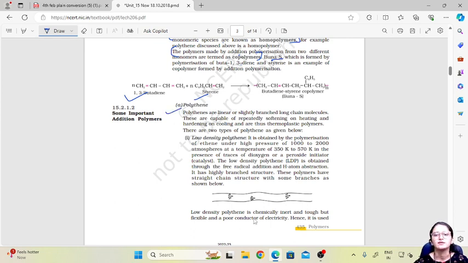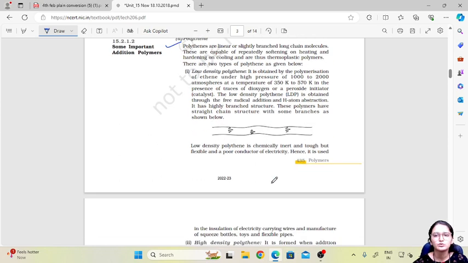First is polythene. Polythenes are linearly or slightly branched long chain molecules, capable of repeatedly softening on heating. We have two main types here, low density polythene and high density polythene. In low density polythene, what you have to know is that it is obtained by the polymerization of ethene under very high pressure, that is 1000 to 2000 atmosphere, and at a temperature of 350 to 570 Kelvin. It is also known as LDP, and its uses we need to know.